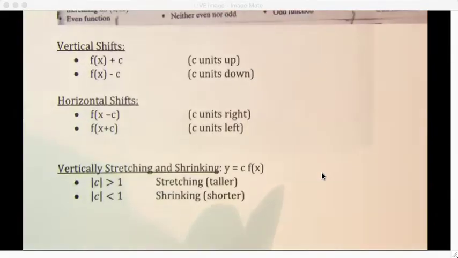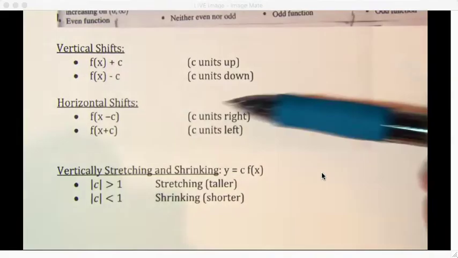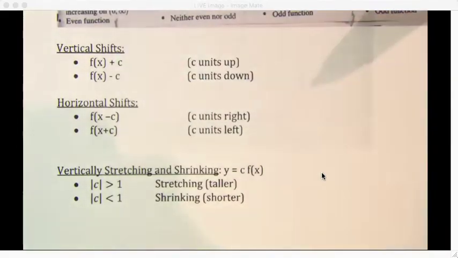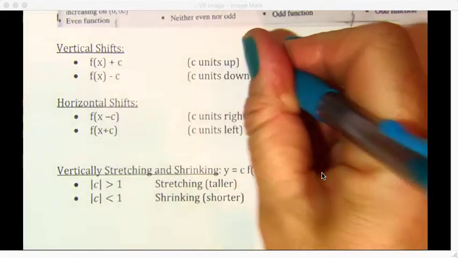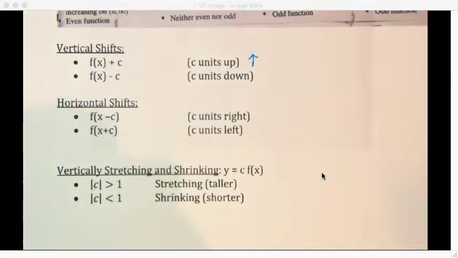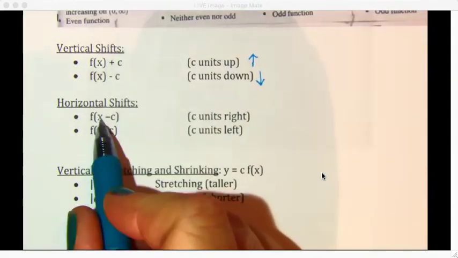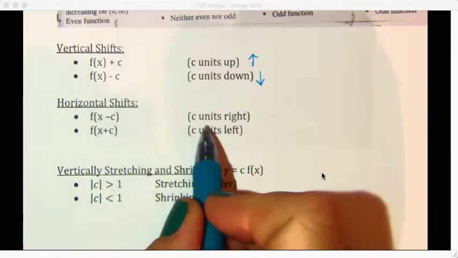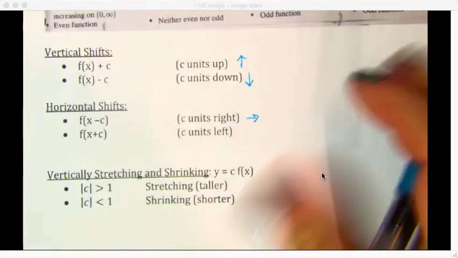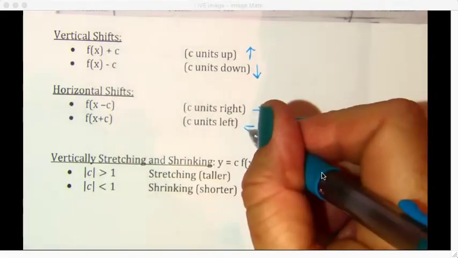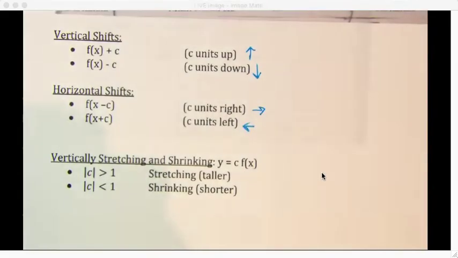So on to how we can shift our graph. If we have a number added onto the end, then that means my graph is shifting up. If we have a number subtracted on the end, that means my graph is shifting down. If I have something subtracted on the inside, it's actually the opposite of what you think. It is moving to the right in a positive direction. And then if you have something added on the inside, it's actually moving to the left in a negative direction.